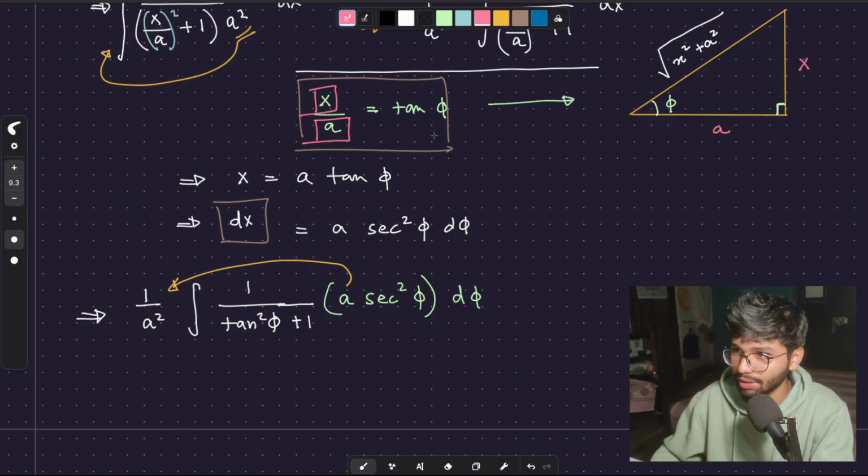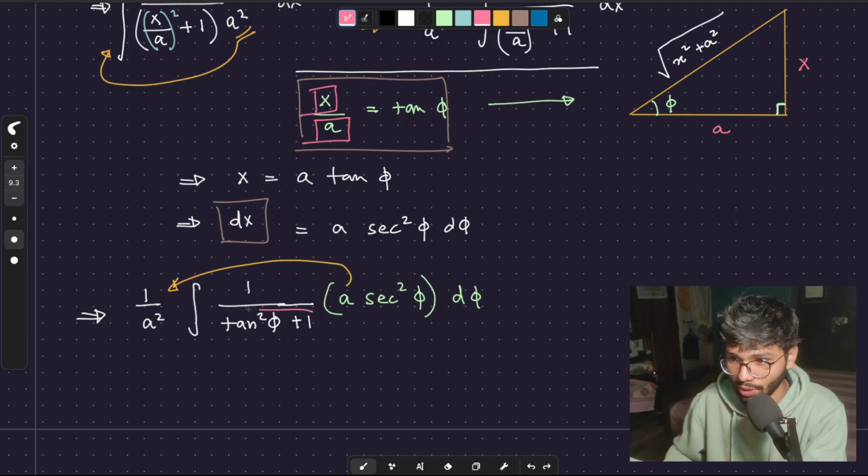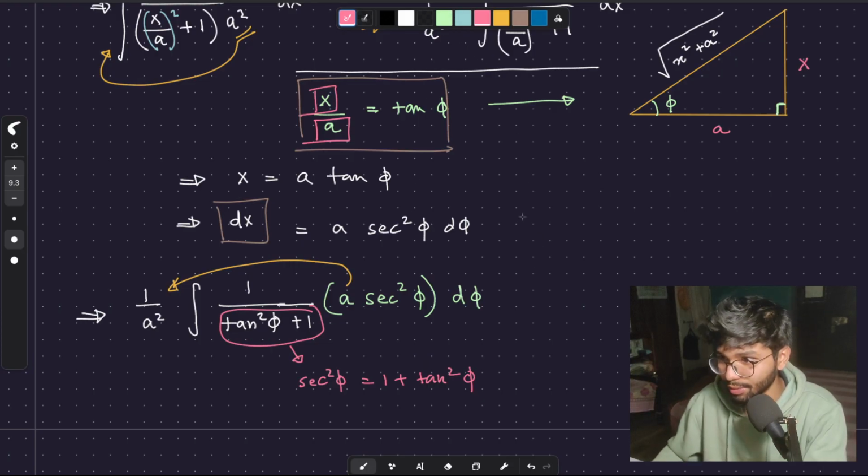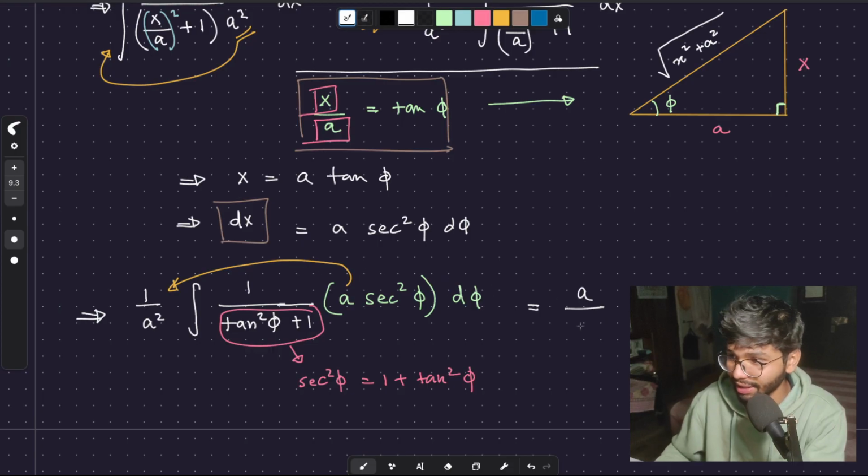And what else do we see? Do we see some other simplification? Yes, this thing over here. What do we know about tangent square of any angle plus 1? That equals secant square of phi, because that's one of the common trigonometric identities, right? So great, amazing. We can substitute that and take out the a from the multiple thingy. And we got secant squared phi d phi.